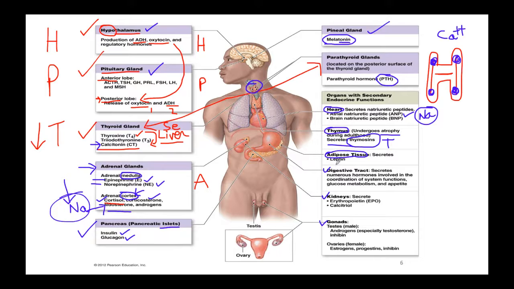Fat cells or adipose tissue, they're going to secrete leptin. That's involved in appetite suppression. When you eat food that does have fat in it, you do get full or fuller quicker. Okay.